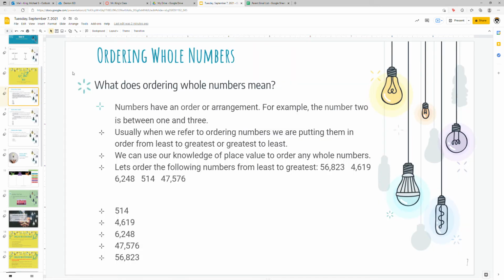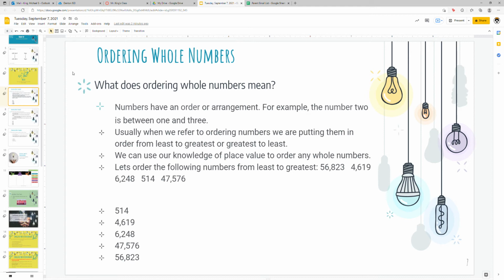So, ordering whole numbers. What does ordering whole numbers mean? Well, numbers have an order or arrangement. For example, the number 2 is between 1 and 3. Usually, when we refer to ordering numbers, we are putting them in order from least to greatest or greatest to least. We can use our knowledge of place value to order any whole numbers.